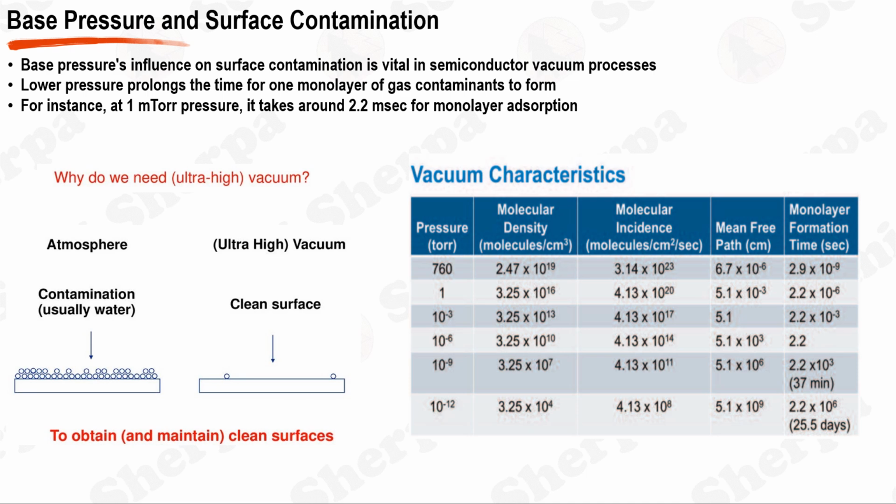In semiconductor vacuum processes, the intricate and vital connection between base pressure and surface contamination significantly impacts thin film deposition. The base pressure represents the lowest achievable pressure in the system, directly influencing surface contamination levels. To understand this relationship, we examine the time required for gas contaminants to adsorb onto a surface and form a monolayer. This adsorption process is influenced by the system's pressure.